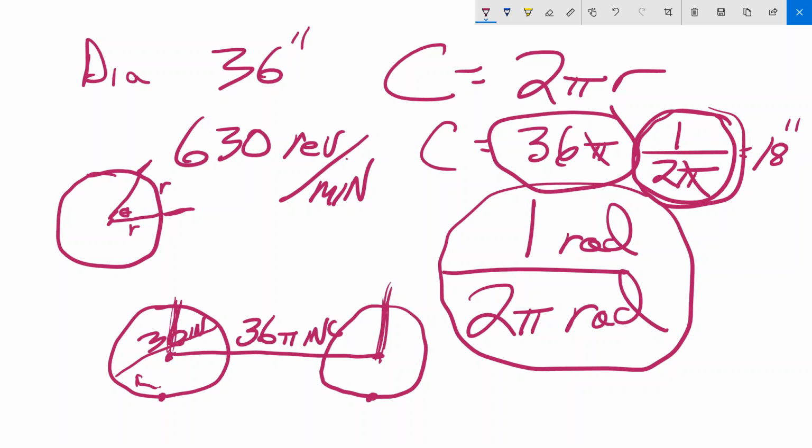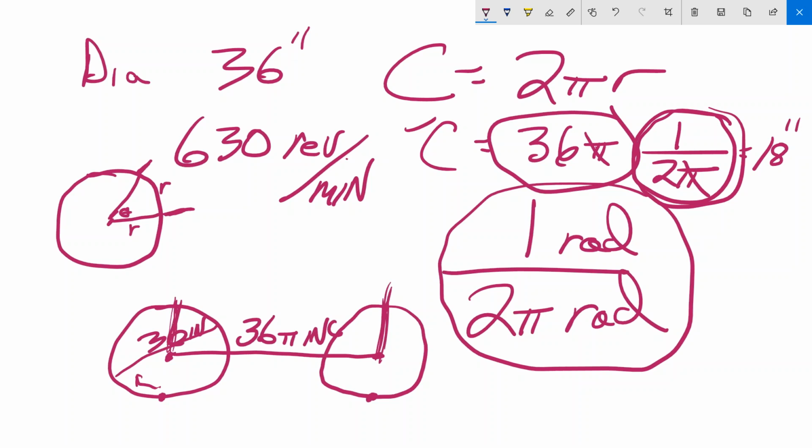We answered that already. How far did it go? 36 pi. Where'd you get 68? Okay. The first thing we did was figure out how far it was going to go in one full revolution.